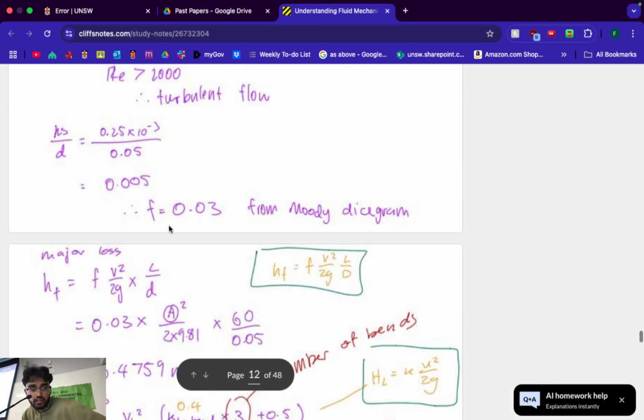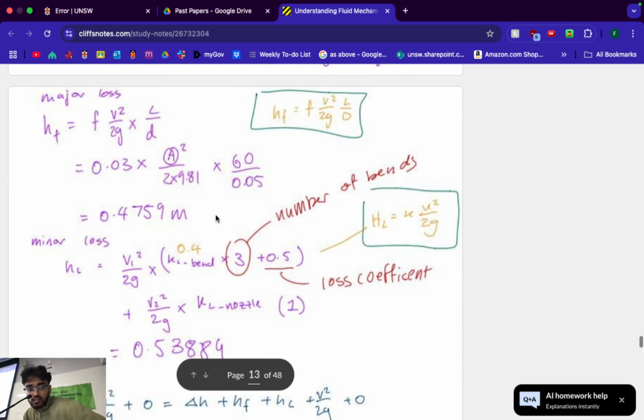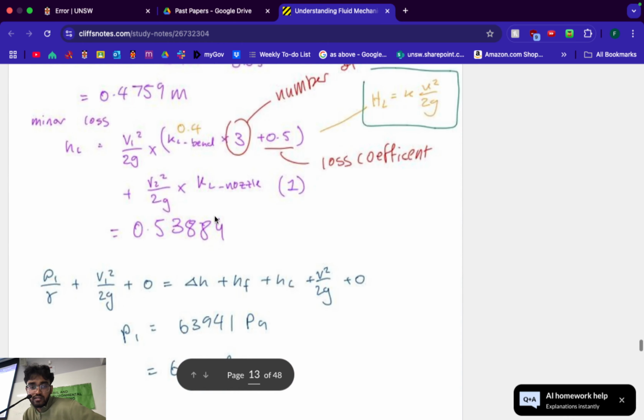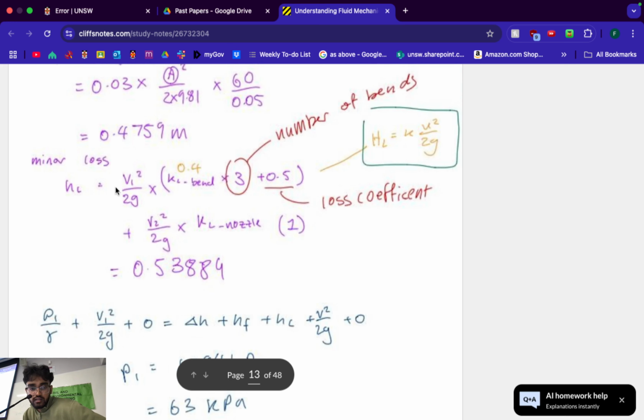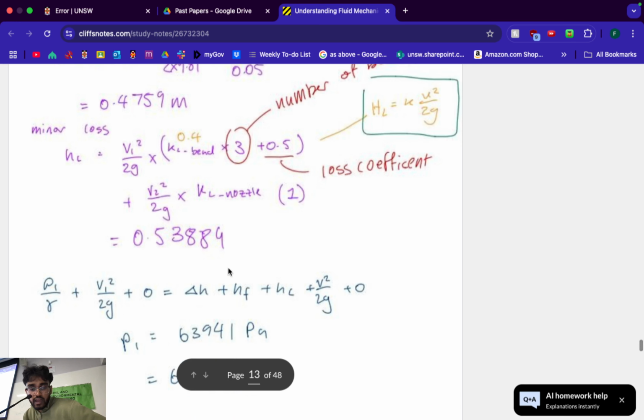What's the velocity? Oh yeah, they've done 0.02. So we've used 0.0325, but they've used just 0.03, so it doesn't really matter. I'm gonna check this out really quickly. Bend times 3, yeah, we got that. Oh wait, nozzle. Oh, so they've got the nozzle. They've got the bend times 3. Oh, that's for the valve. And then you're gonna have to add that at the end.